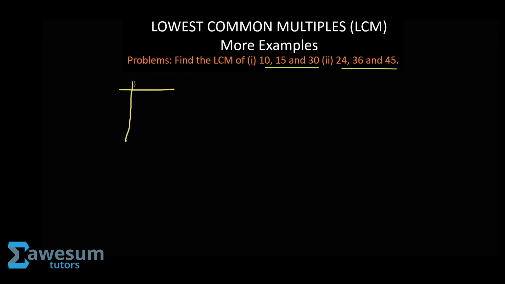LCM of 10, 15, and 30. Take note, it's pretty much the same principle as what we did when we did LCM of two numbers. Your aim is to divide these numbers until they become 1. You want to reduce them until they become 1. But remember, you start from the lowest prime number. Okay, so 2 can divide this.